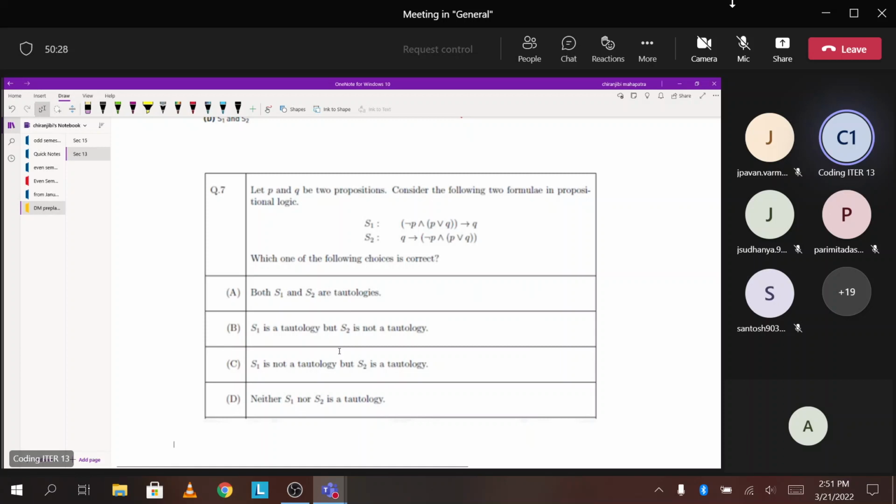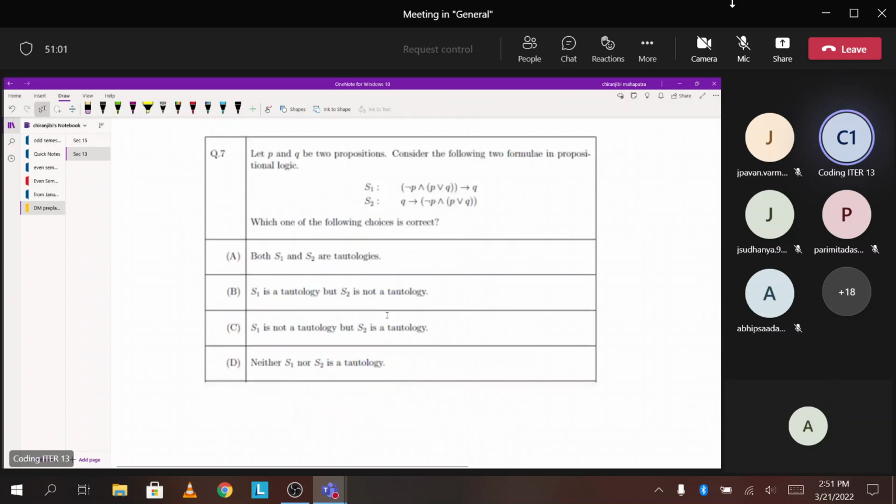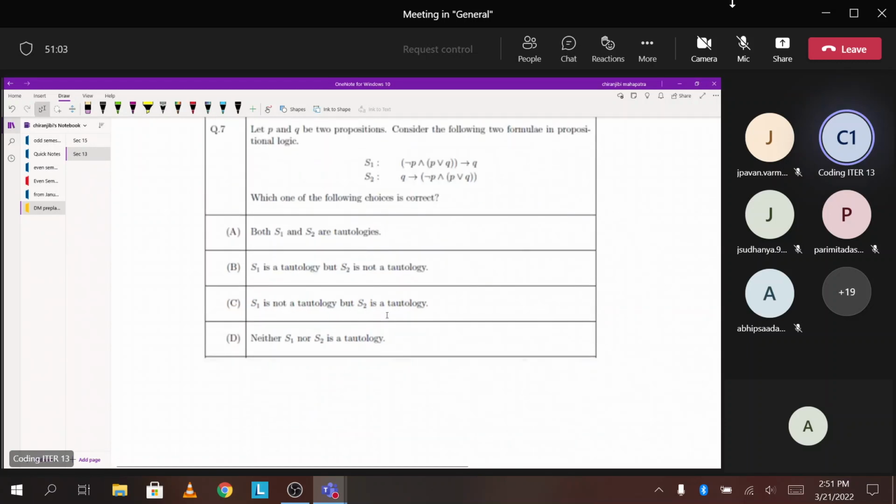So let P and Q be two propositions. Consider the following two formulae in the propositional logic. S1 equals this, S2 equals this one. Okay. So what is a tautology? Tautology means the statement that is always true. That is called a tautology. A statement that will always be true, whatever may be the value of P and Q, that it will always be true. And the one that is not, that's not a tautology. So which of these two is a tautology every time? How do we check? One of the methods is by using the truth table. You can check with the truth table.